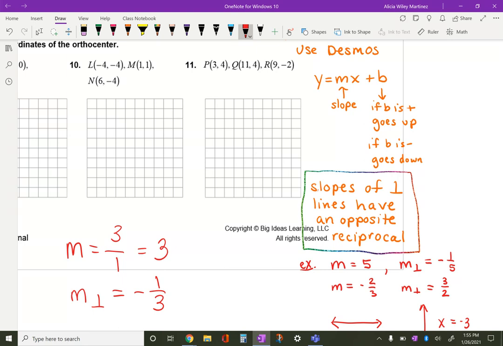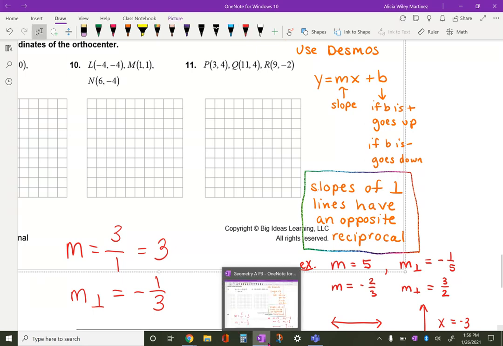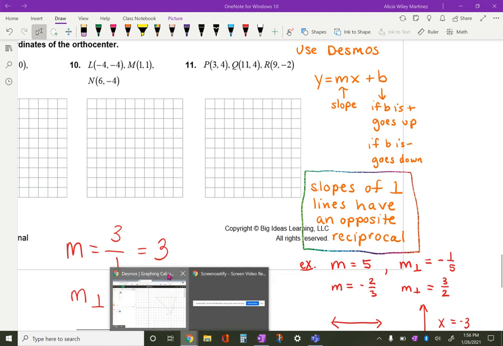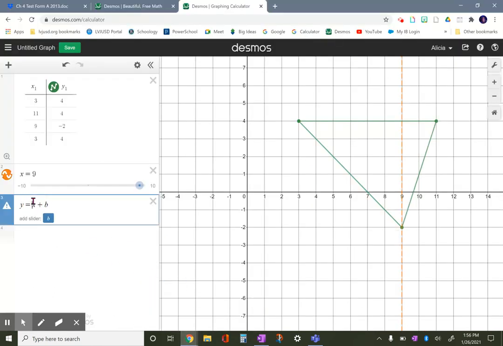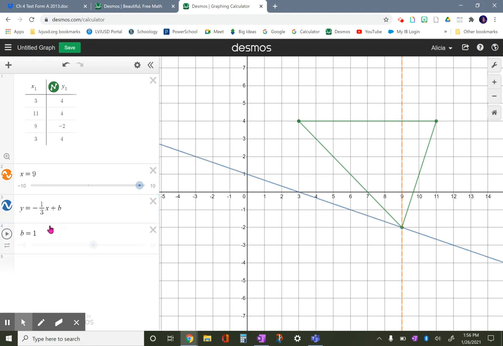So I know that the slope of my altitude has to be negative 1/3 in order to be perpendicular. So I'm going to go ahead back here and I'm going to put negative 1/3. And we don't see a line yet because we don't have a value of b. So what I can do is I can click this b to add a slider.